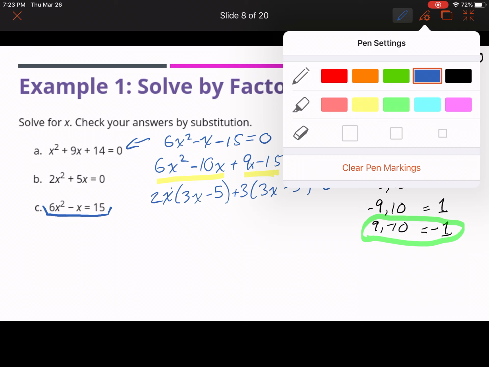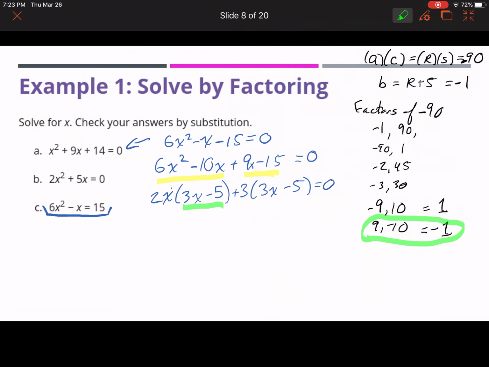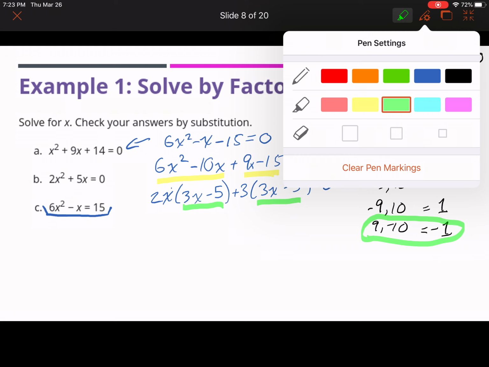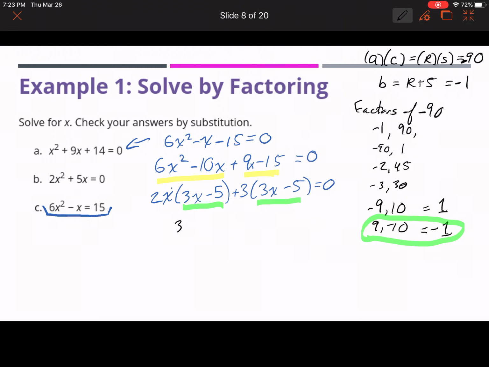So now we're grouping together. Our 3x minus 5 is like a pumpkin. You've got 2x pumpkins. I've got 3 pumpkins. And so we're going to group our pumpkins together. We've got pumpkins, and we've got 2x plus 3 pumpkins.